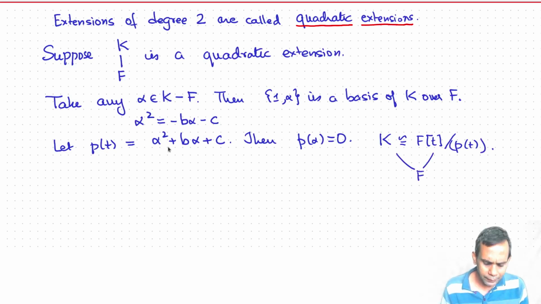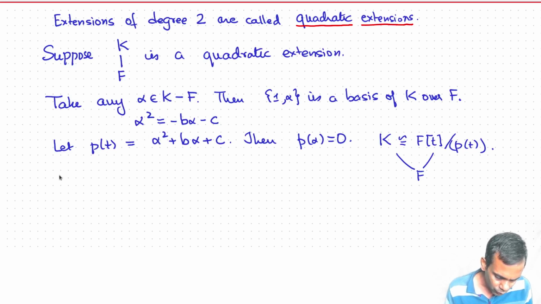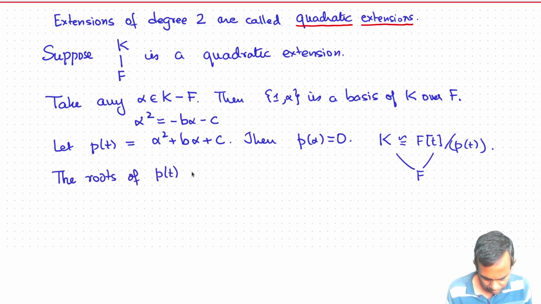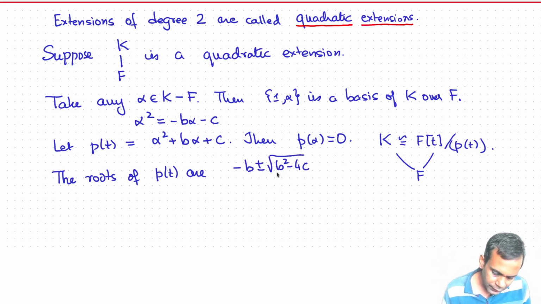Now we can simplify this situation further. There are two roots of this polynomial. One of them is alpha and the other is something else. How are these roots given? Note that the roots of p(t) are minus b plus or minus the square root of b squared minus 4c, and we need to divide by 2.